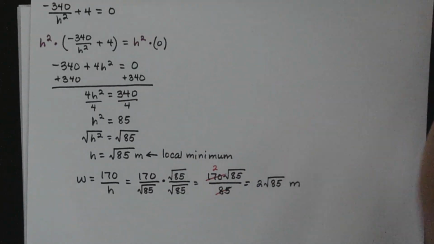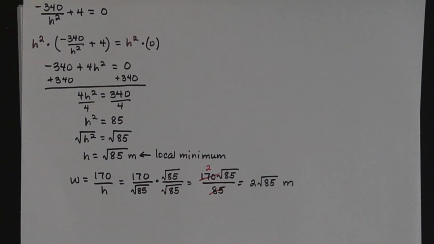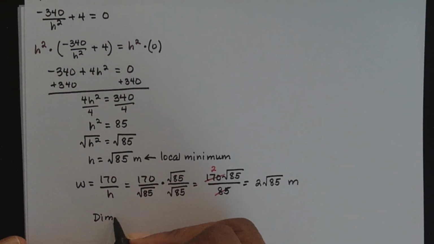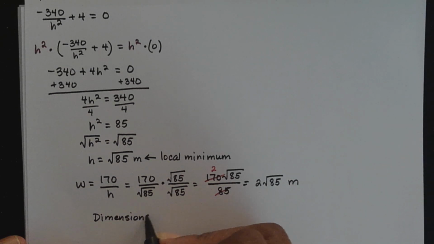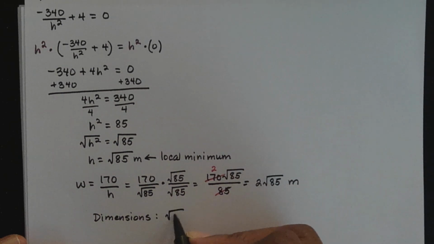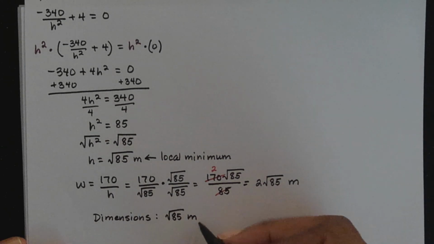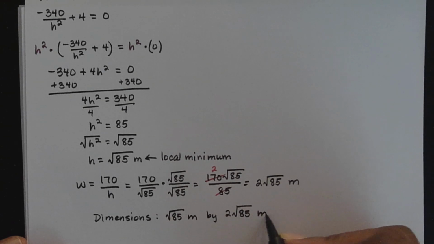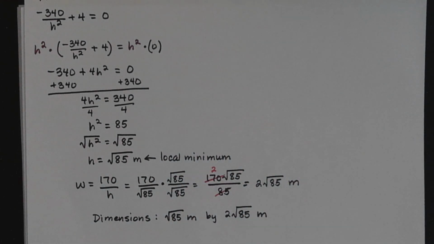So the dimensions of that garden would be square root of 85 meters by 2 square root of 85 meters. All right. Are there any questions about problem number 6?